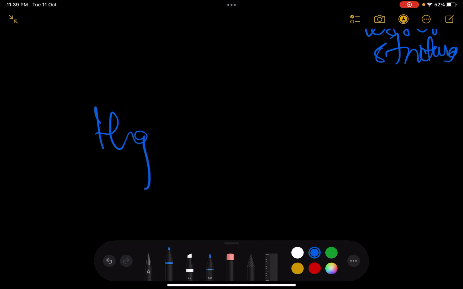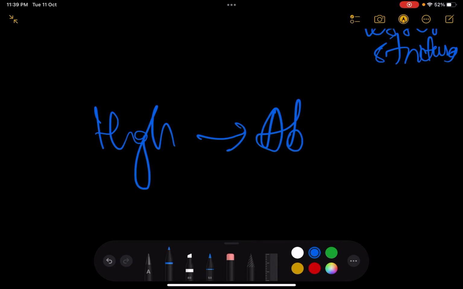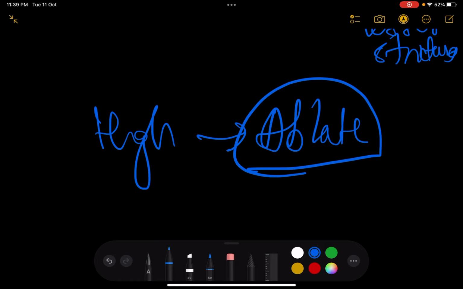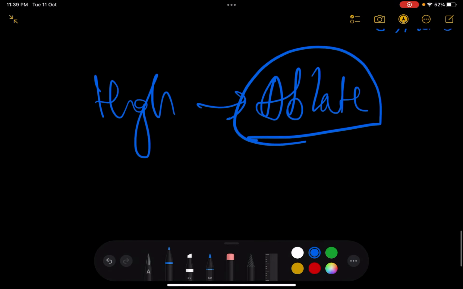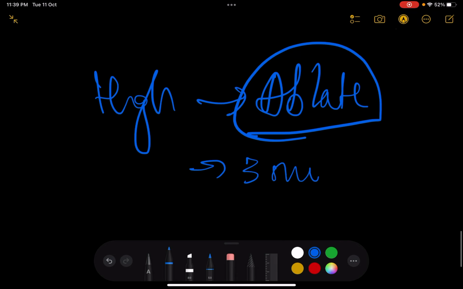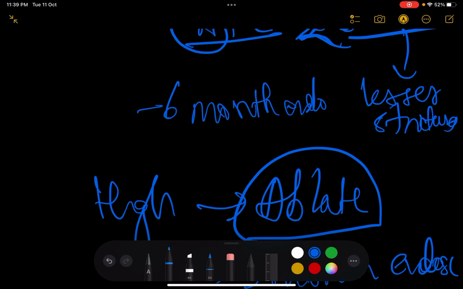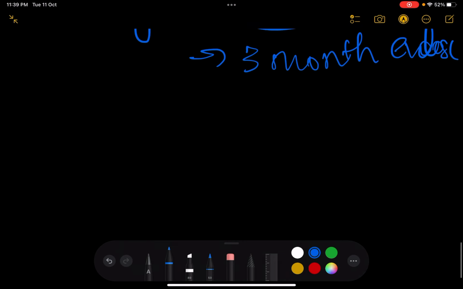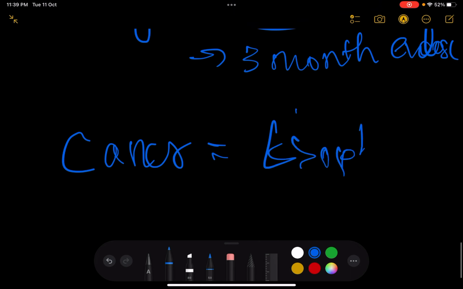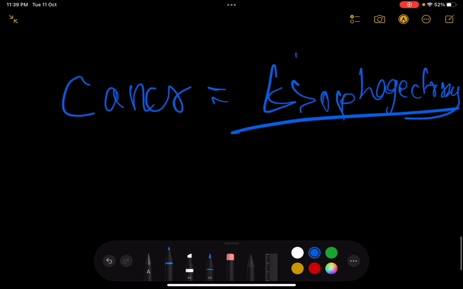If there's high grade dysplasia, again you want to ablate, the same as low grade dysplasia. But if there's a high grade dysplasia, after ablation you want to do endoscopy every 3 months. In a low grade dysplasia, you just need to do a 6-month endoscopy. That's it. And if it's a cancer, you need to do a complete esophagectomy. You want to remove the esophagus completely.